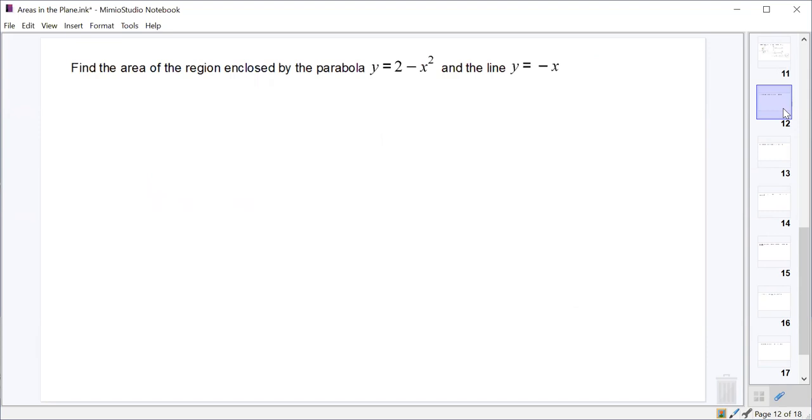All right, let's do one more here. Let's see if we can find the area of the region enclosed by this parabola and the line y equals negative x. So before we even start to think about this one, what's different about it than the previous problems? One's linear and one's a parabola.